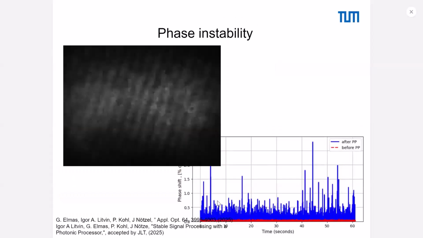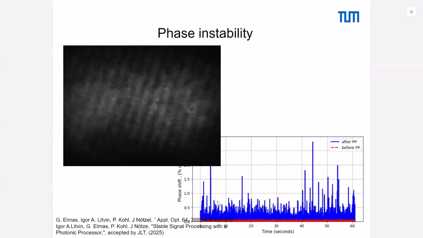I have a problem with my video, but it is actually our interference stripes, which are quite seriously shaking after the photonic processor. And this picture represents our results. The red line is the phase stability or instability before the photonic processor, and the blue line is after.